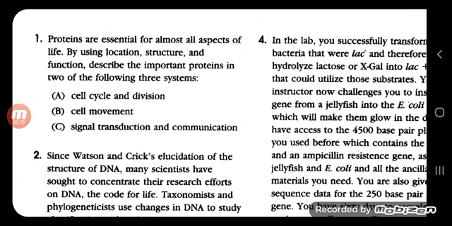Talk again about flagella and cilia. Flagella are 9 plus 2: 9 doublets of microtubules in a ring around 2 single microtubules. And I think that's it for cell movement. Let's go to C, signal transduction and communication.